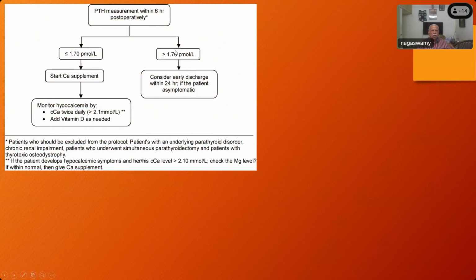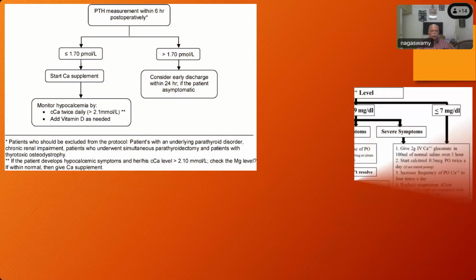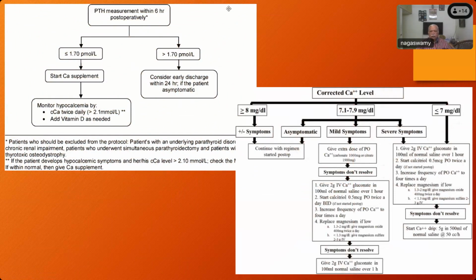And after total thyroidectomy, the common problem is hypocalcemia because of the PTH, that is the parathormone level, which has to be measured, and then the treatment or correction of calcium. If the calcium level is more than 8 milligram and the patient has no symptoms, just continue with the regimen that is started post-op. If it is between 7 and 7.9 and the patient is asymptomatic, just observe; with mild symptoms, give an extra dose of oral calcium, 1000 milligram. But with severe symptoms, you have to give 2 grams of IV calcium gluconate in normal saline over 1 hour. And then start calcitriol, 0.5 milligram, and increase the frequency of post-op calcium checks, and replace magnesium also if low.